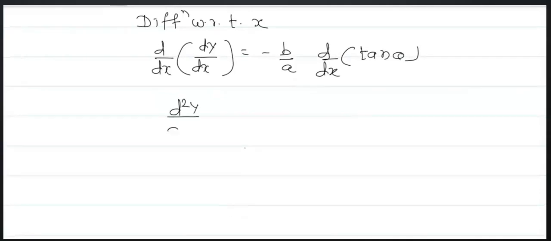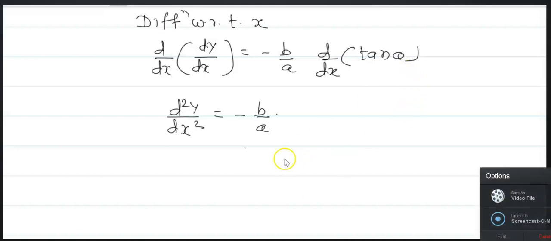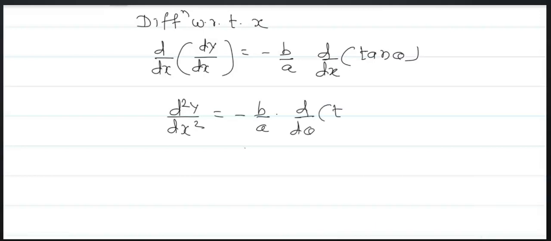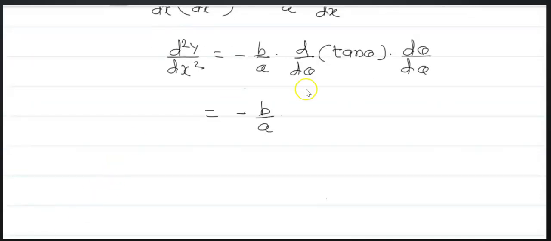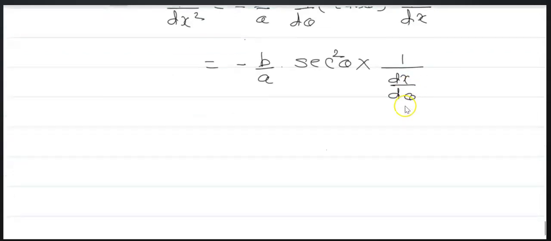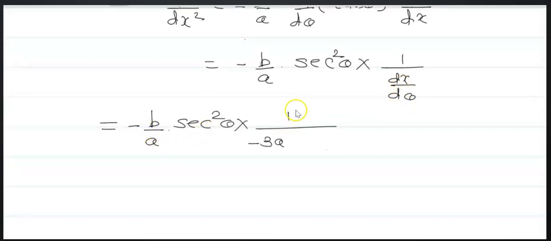Now again here we will apply the chain rule: minus b upon a, d by d theta of tan theta into d theta upon dx. By mistake, it is not theta, but this is x. The derivative of tan theta is sec square theta, and d theta upon dx, therefore, substitute the value, that is nothing but 1 upon dx upon d theta. And we have calculated this value: minus b upon a sec square theta, 1 upon minus 3a cos square theta into sine theta.